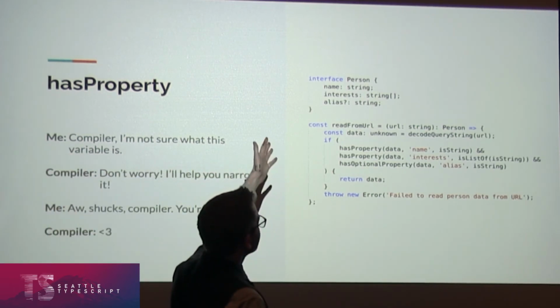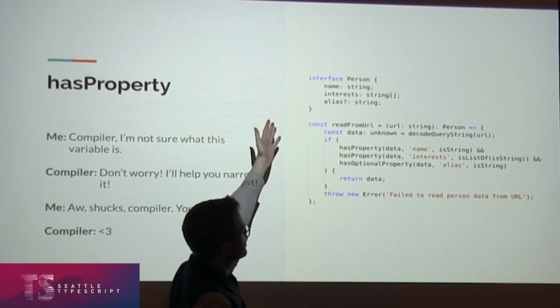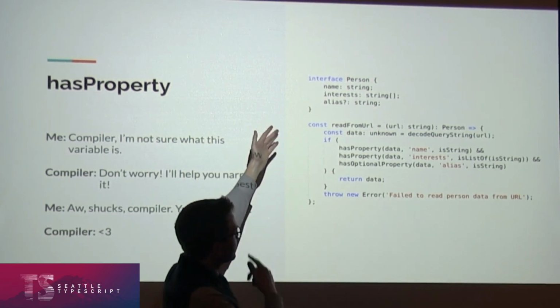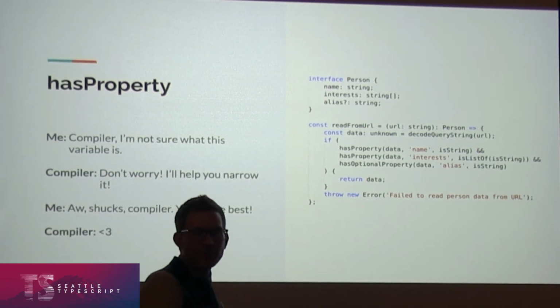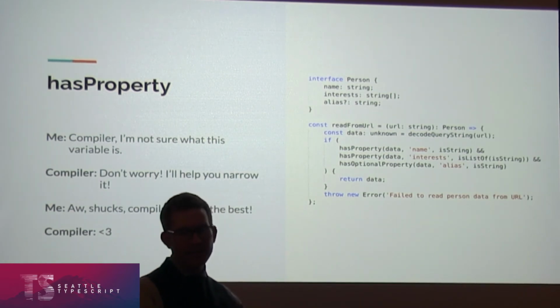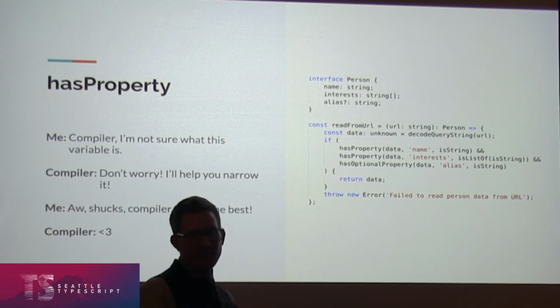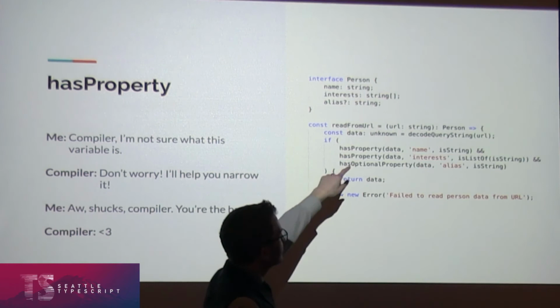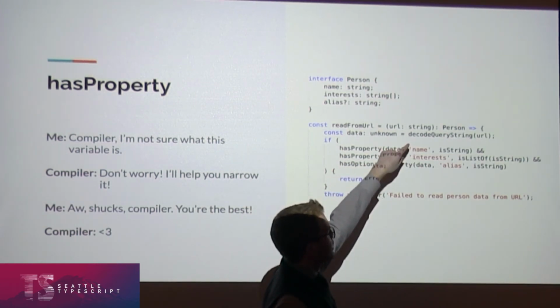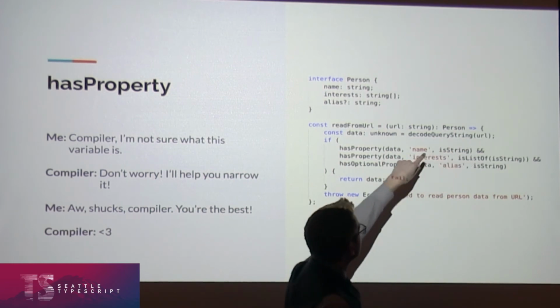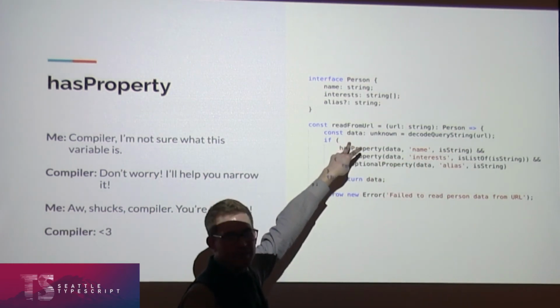So in this case, I have a person interface. Except sometimes I put this person in a URL or local storage or places that the user can muck with and who knows what they do. Maybe I get it from an API that I don't trust. So I wrote this handy dandy decode query string function that takes a URL and returns unknown data.